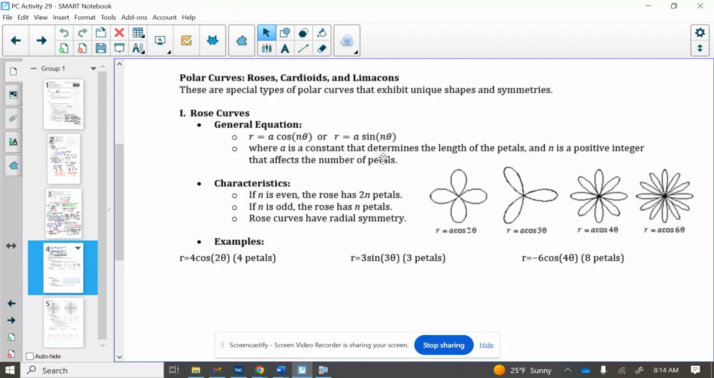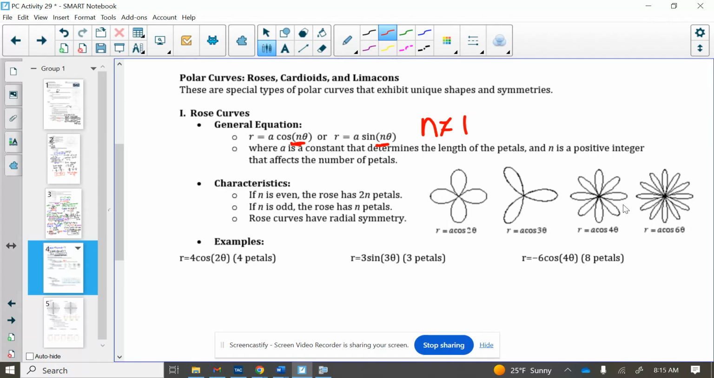The first type of polar curve is our rose curve. These are going to be when you have a cosine n times theta, or a sine n theta. So it's very similar to our circle equations, except there's going to be an n value other than 1 in here, because otherwise it's just going to be a circle. If we notice some of these different shapes, they have this flower-like picture to them, so that's why we call them rose curves.